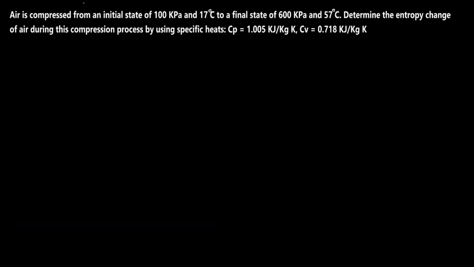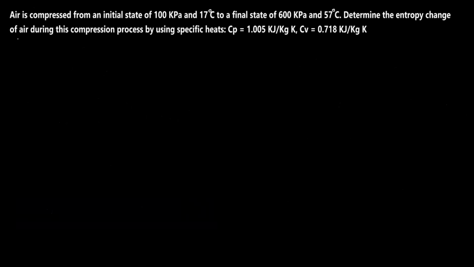Air is compressed from an initial state of 100 kilopascals and 17 degrees Celsius to a final state of 600 kilopascals and 57 degrees Celsius. Determine the entropy change of air during this compression process by using specific heats. Cp equals 1.005 kilojoules per kg Kelvin and Cv equals 0.718 kilojoules per kg Kelvin.